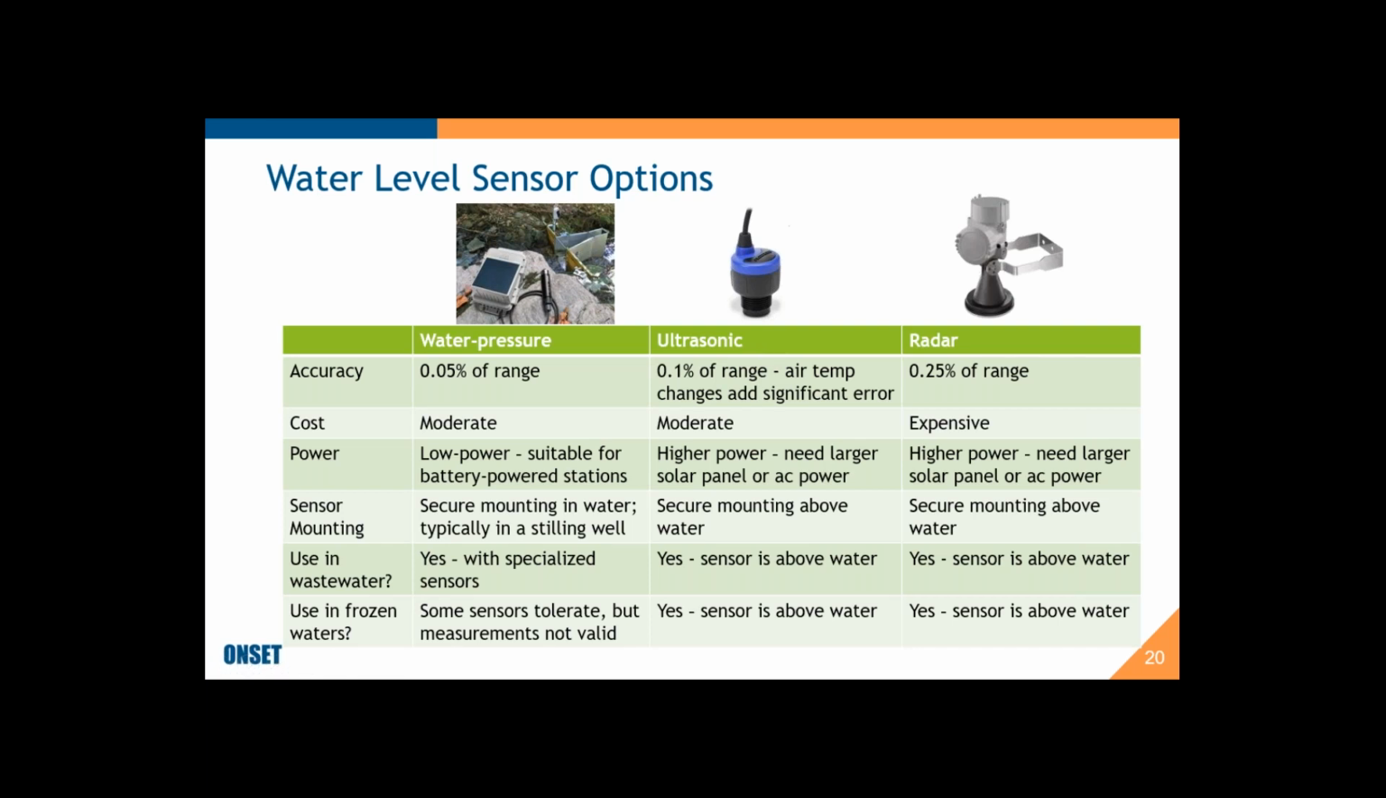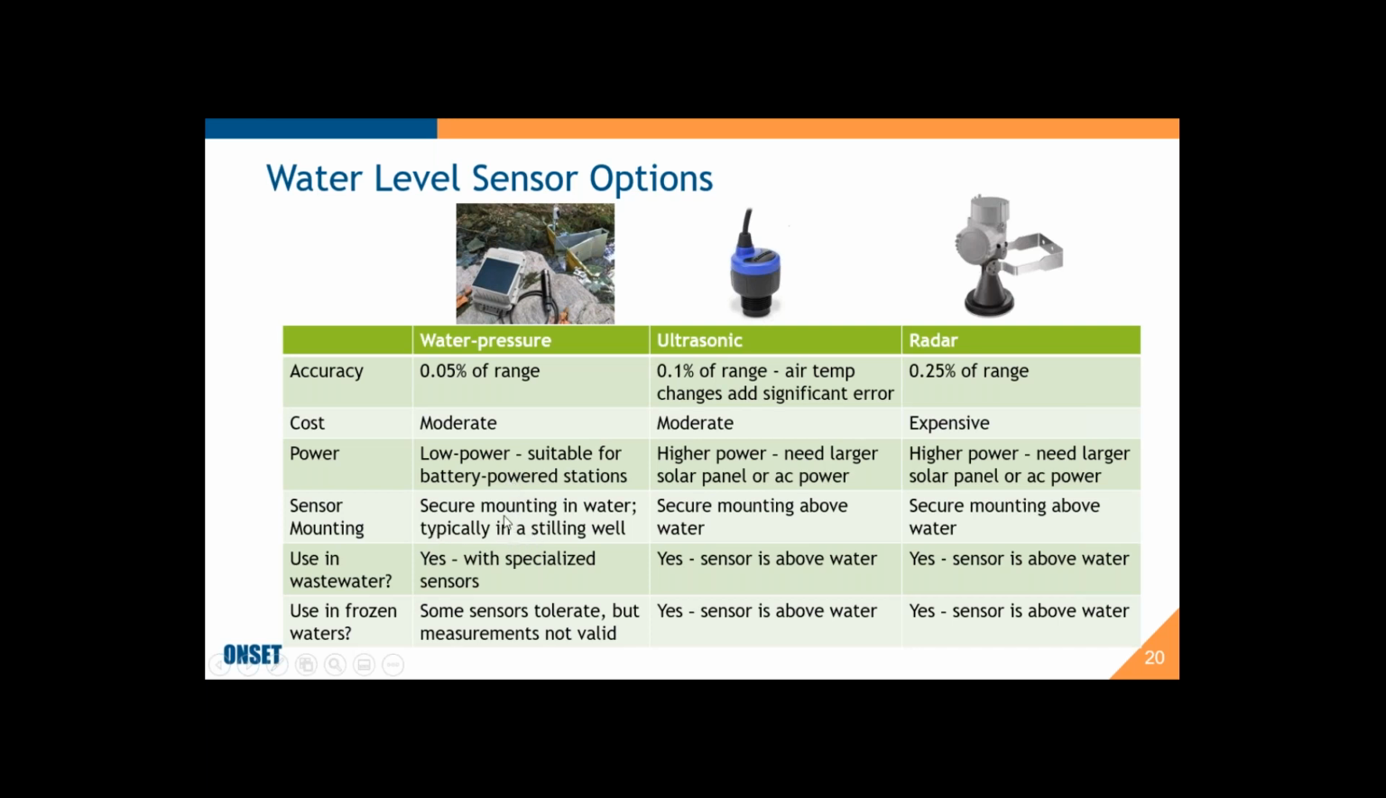The ultrasonic ones are more subject to air temperature variations. Radar gives you a little bit better accuracy overall when you take into effect the air temperature effects, but they're also more expensive and they require more power. The advantage of water pressure based ones is they're low power, so they're more suitable for battery powered stations.